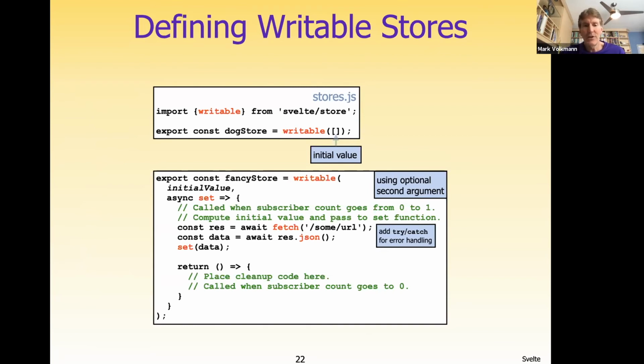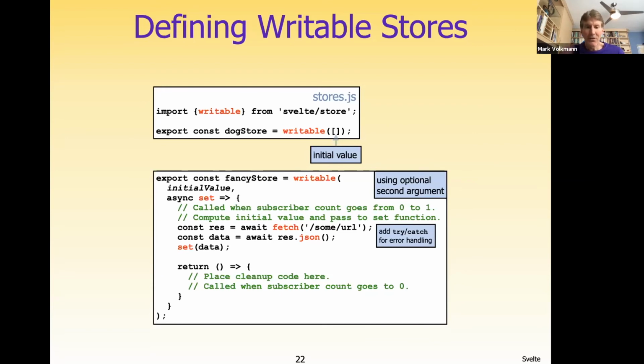You can make this a bit fancier by calling writable and passing it a few more things. So in addition to an initial value, I can pass it a function which can be asynchronous that will be passed a set function, and then it could do something fancy like invoke a REST service to get data. So the REST service might pull data from a database, and then I get that data back, and then I call the set function I was given to put that into the store. So this is going to get triggered as soon as some other component subscribes to this store. And then if I need to do some cleanup, I can return a function, and that'll get invoked whenever the subscriber count goes to 0.